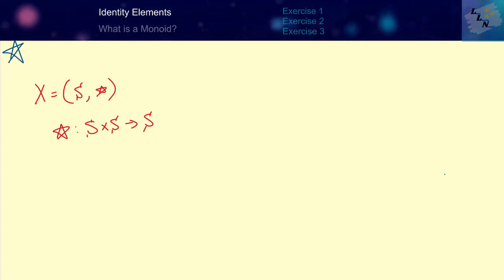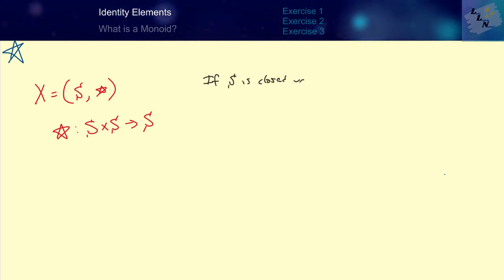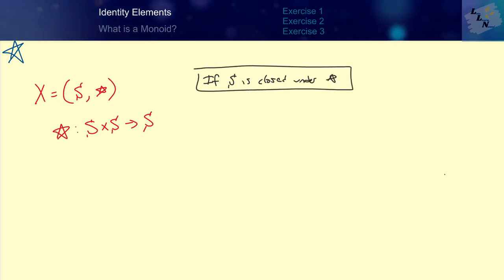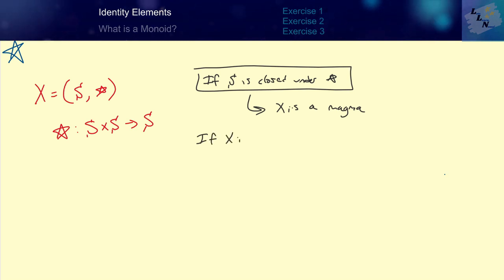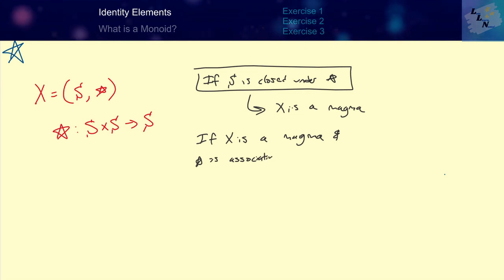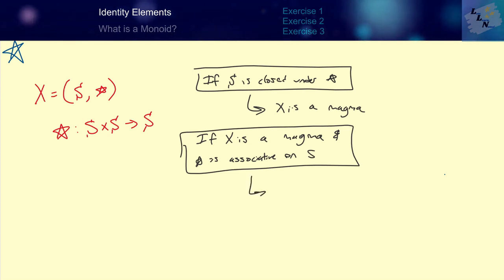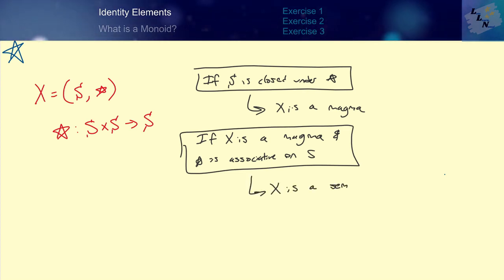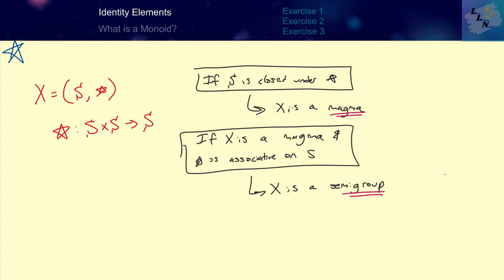So the first structure that we talked about was magmas. If S is closed under this binary operation star, then we say that X is a magma, and if X is a magma and star is associative on the set S, so X is an associative magma, then we call X a semigroup. So those are the 2 concepts we have so far, magmas and semigroups.